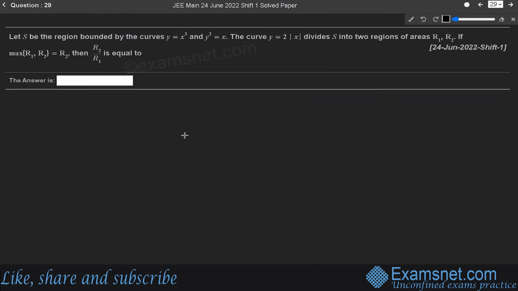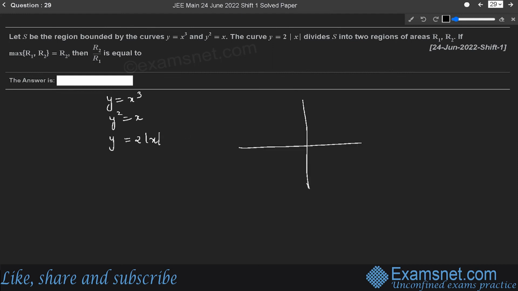Next question is, let S be the region bounded by the curves. We have two curves, which is y is equal to x cube and y square is equal to x. Again, the third curve is y is equal to 2 into mod of x, which divides S into two regions of areas R1 and R2. If maximum of R1 and R2 is equal to R2, then R2 upon R1 is equal to. It is very important to understand the diagram first.